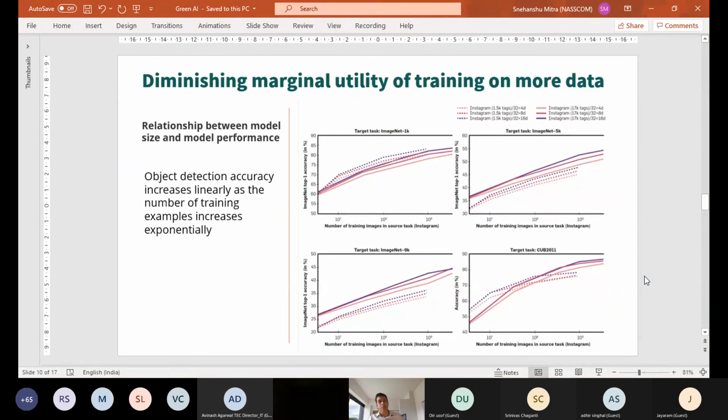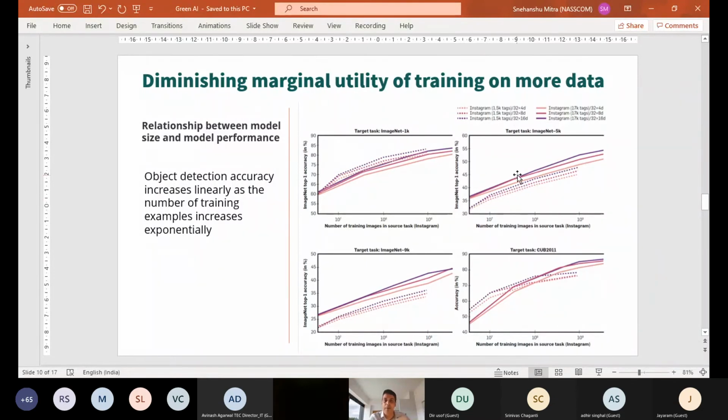I spoke about the diminishing marginal utility, and let me just take a couple of minutes to explain this a little more, and I think that will be about it from my side. So on the x-axis you see the data requirements that are there, and on the y-axis you will see the improvements that you are trying to bring about in terms of accuracy.